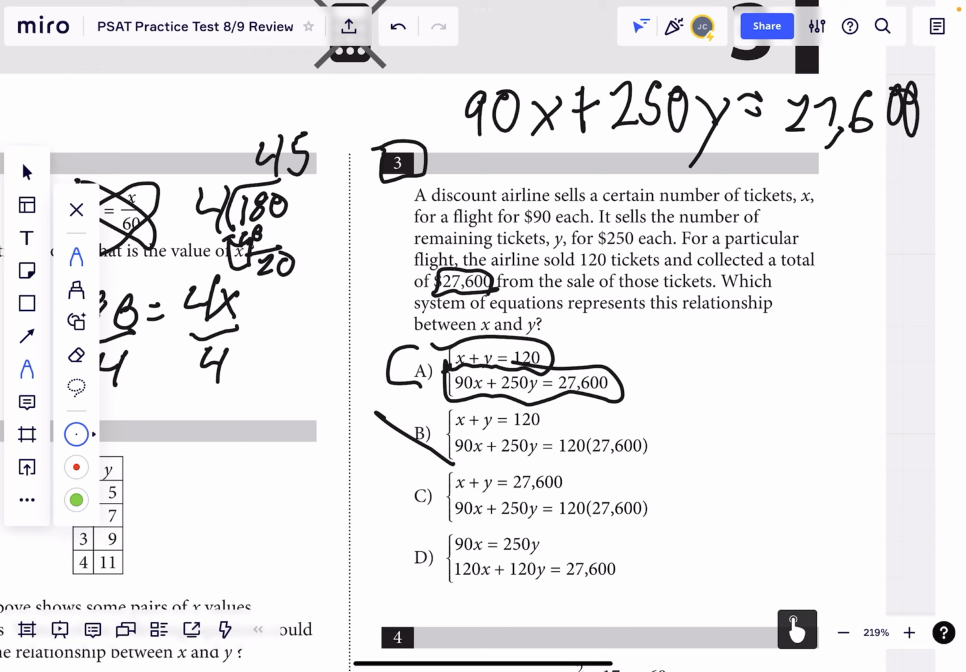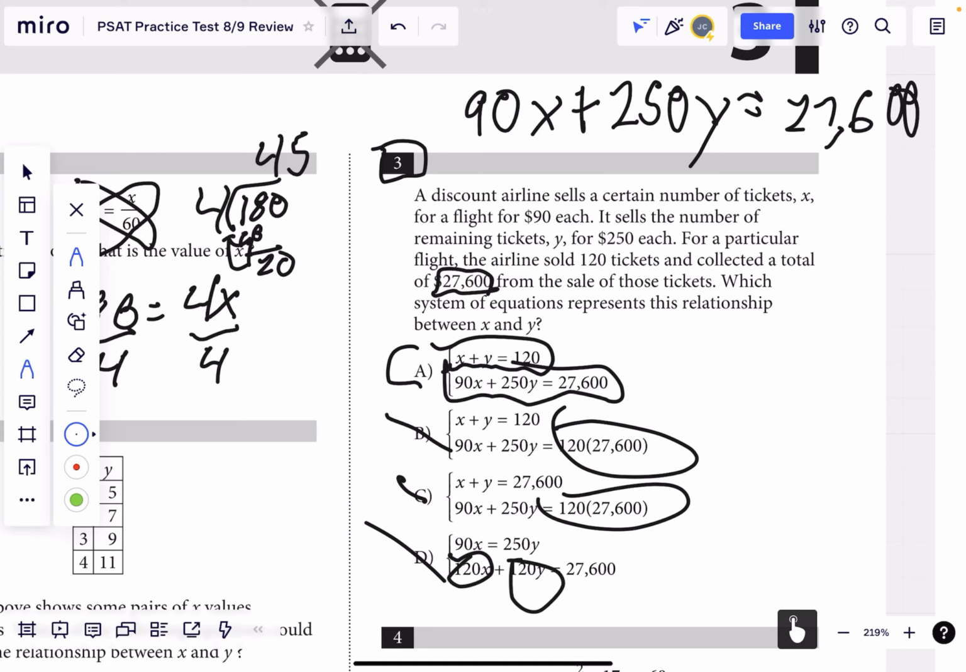And we know that this one is wrong. So we've already crossed out. And we know that this one, D, is wrong. And we know that C is wrong because we get 27,000, but we're multiplying times these and times these. And this one is wrong because we're doing 120x, even though it's 90x. So we already know that the answer is A.